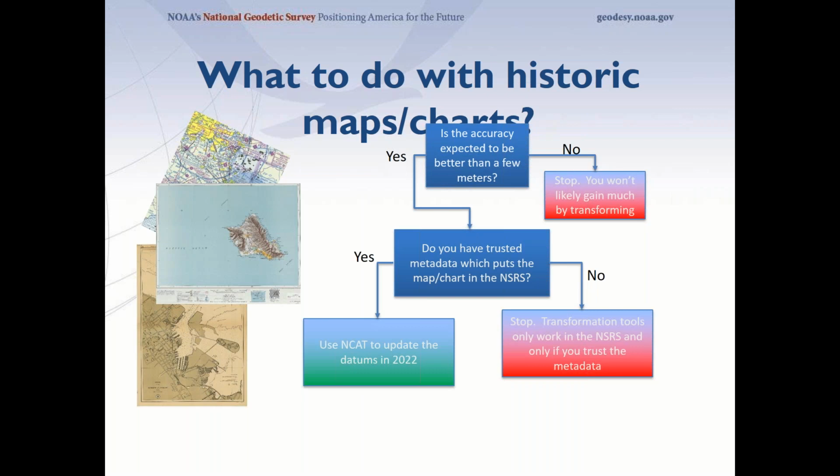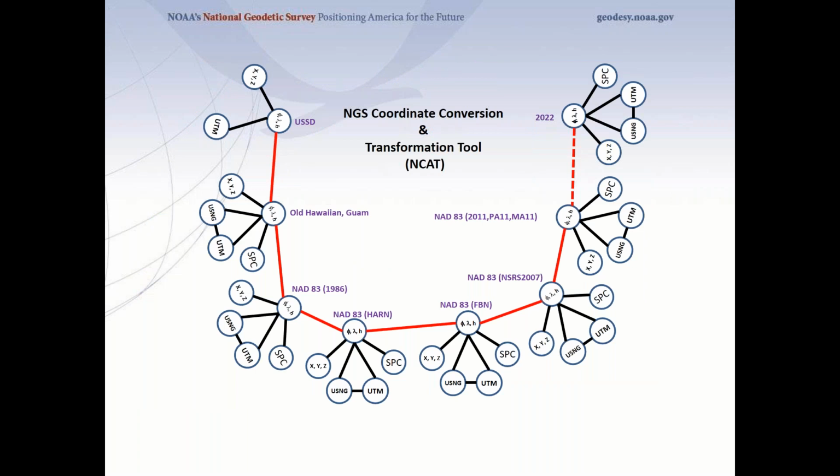If you say yes, then you want to use this program called NCAT, which is a program that will update the datum from one to the other. So this program is a conversion and transformation tool. And as you can see, we can go from the US standard datum, and we'll be able to go all the way around to the 2022 datum.